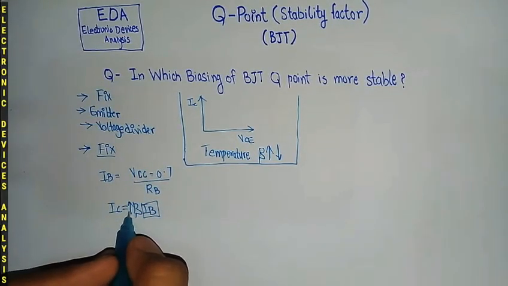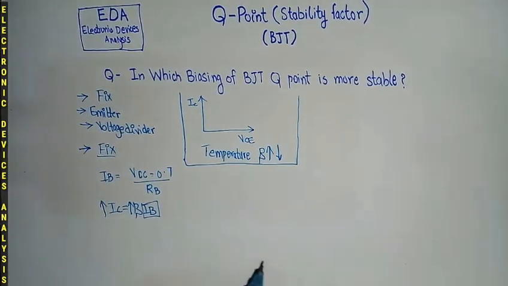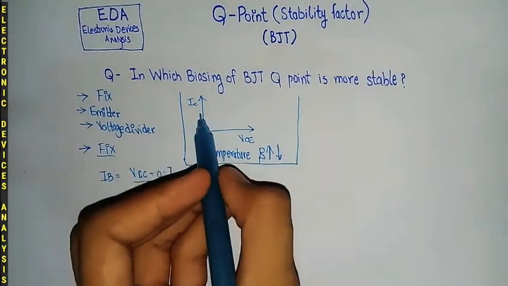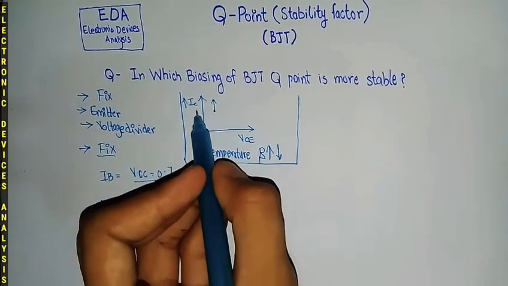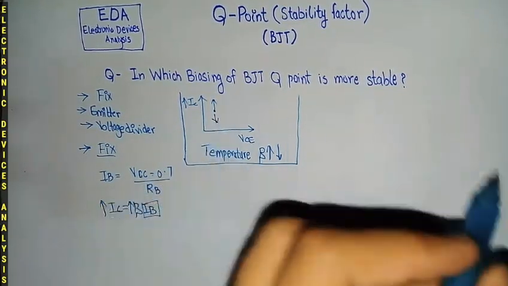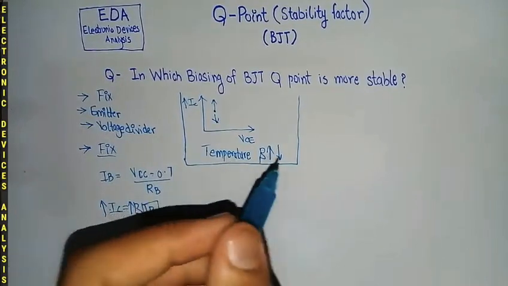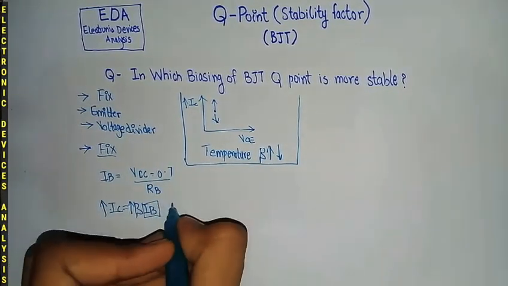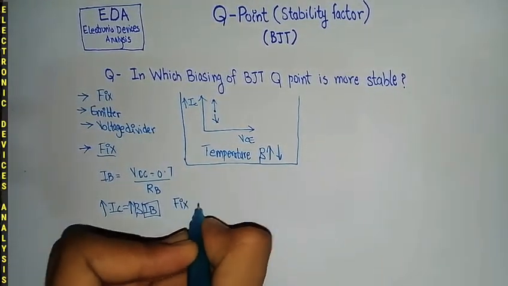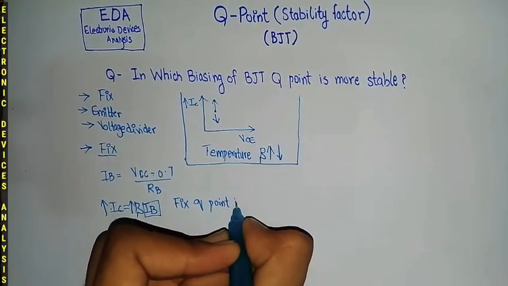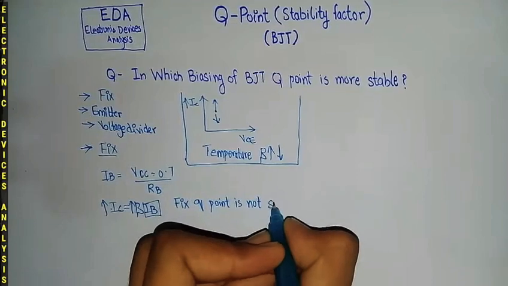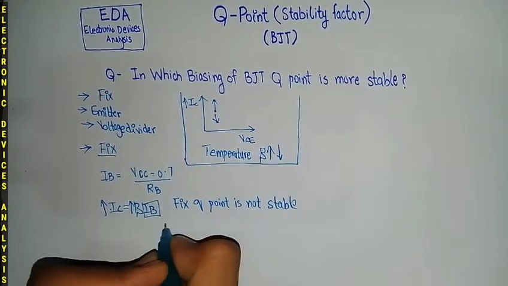So if beta increases, IC will increase. So if IC increases, the Q point will shift up. If IC decreases, the Q point will shift down. So therefore the Q point is not stable in the fixed bias condition. Q point is not stable in the fixed biasing.